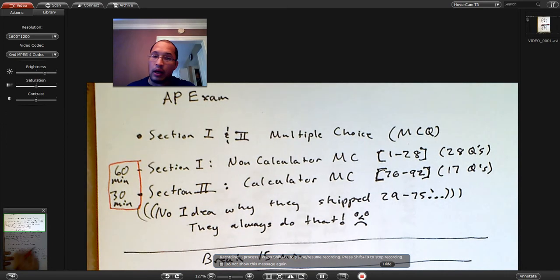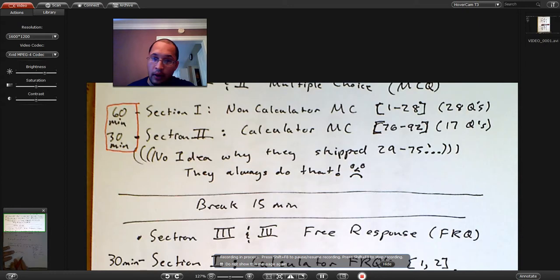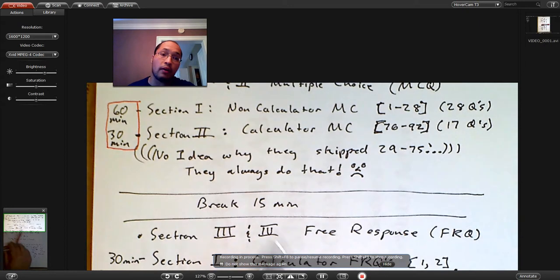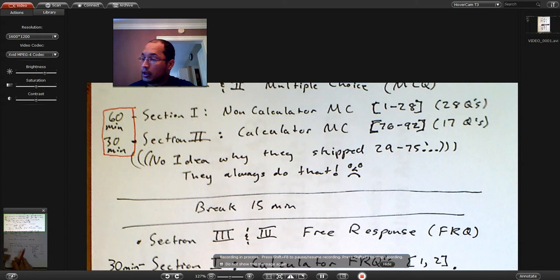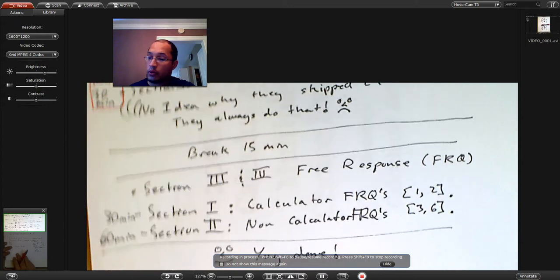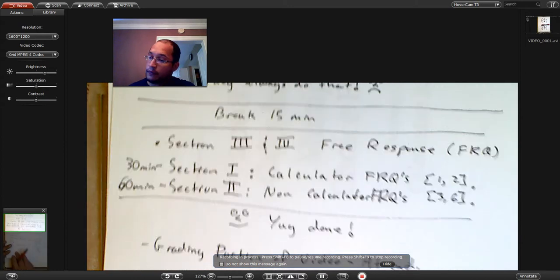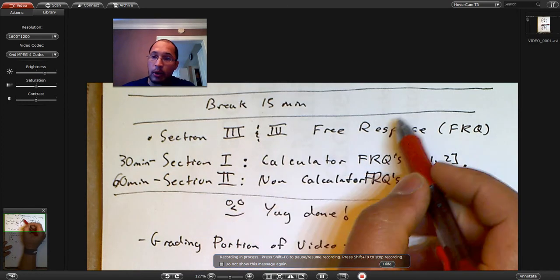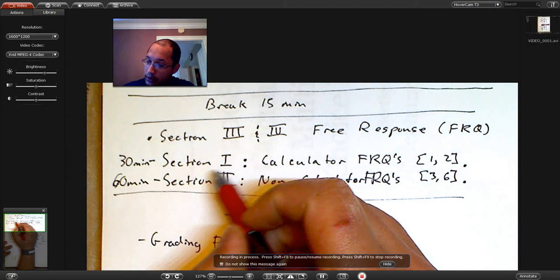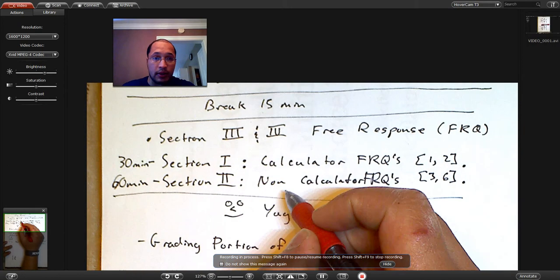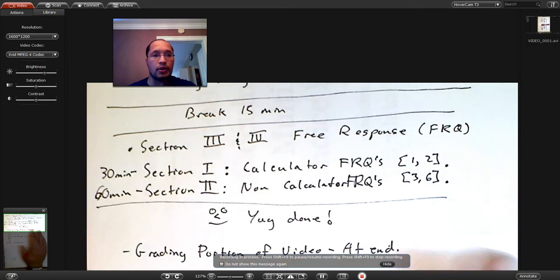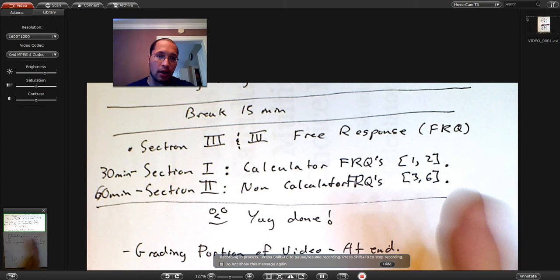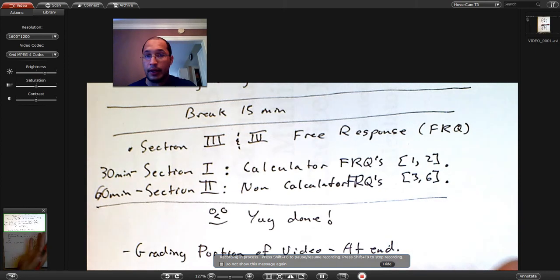After that you get a break, okay? 15 minutes or five or whatever they give you. And then on to the next section. So multiple choice first, then FRQ, sections three and four, free-response questions. There's a 30-minute section, and it's a calculator section. So they switch it up on you. First, you can't use your calculator on the multiple choice. Then you can use your calculator on the FRQ. I have no idea why, okay?